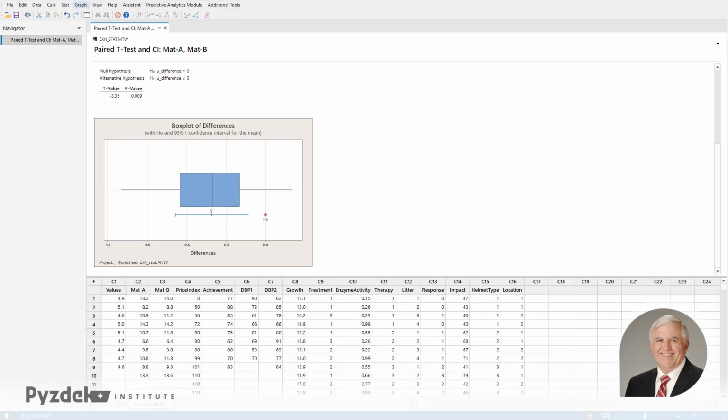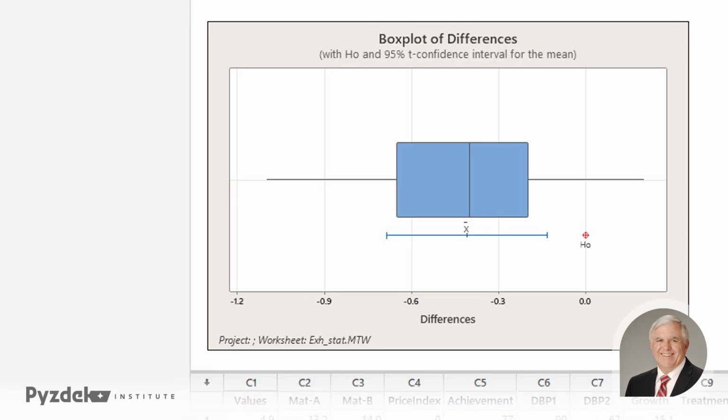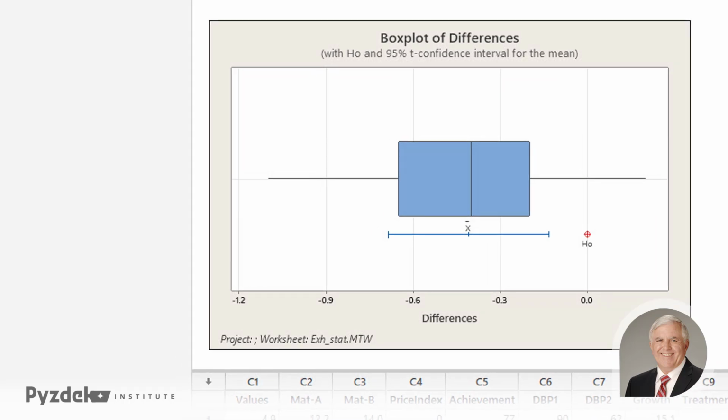There's my box plot. So the box plot shows the differences between the two different materials. So Minitab is actually analyzing not the readings themselves, but the difference between the two readings, one with material A and one with material B. My hypothesis here is that there is no difference. So H naught is the null hypothesis.